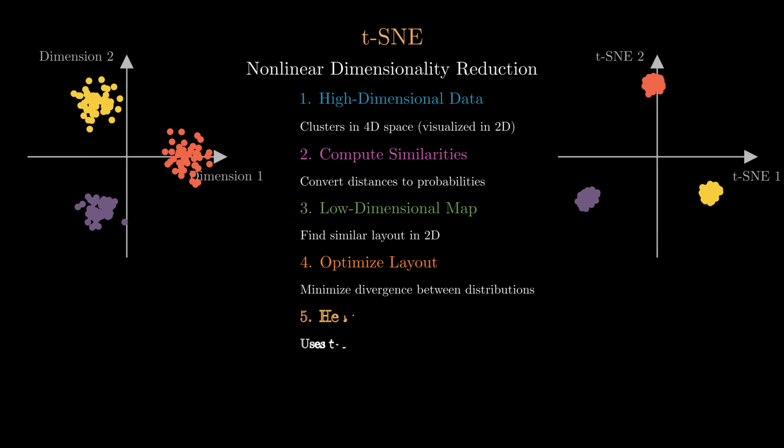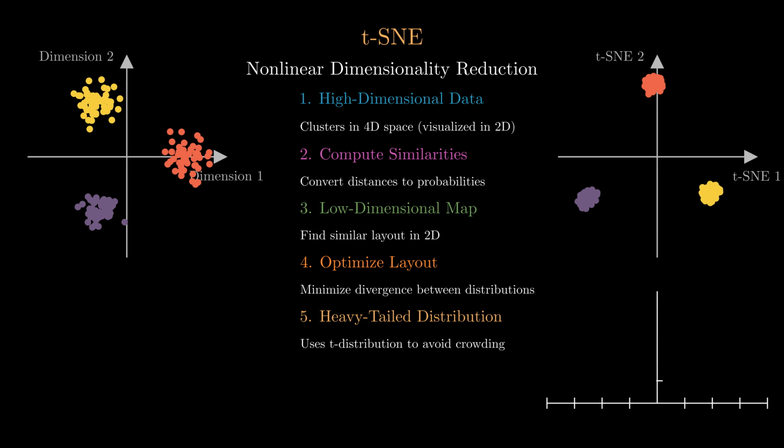A key innovation of t-SNE is using a t-distribution in the low-dimensional space. This heavy-tailed distribution helps prevent the crowding problem where points would otherwise collapse together in the center.